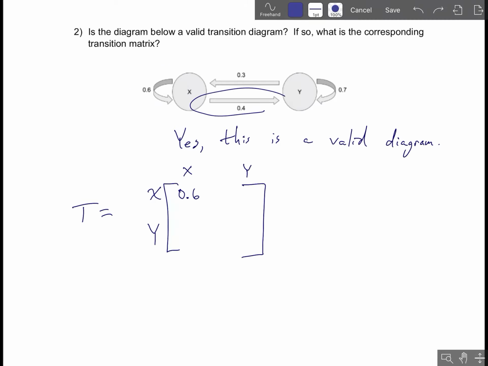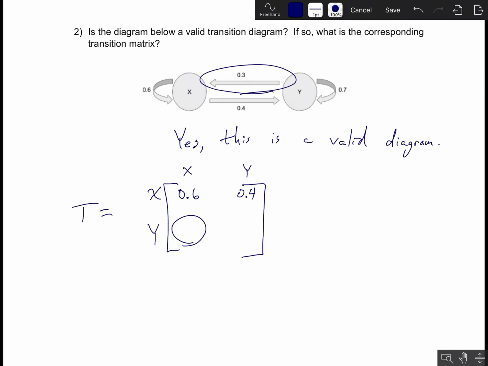And similarly, we know that we have a 40% chance of going from X to Y, so that should go in the X row and the Y column. Because remember, this is the probability of transitioning from this state to this state. So I would look at the arrow that goes from X to Y for that information. Similarly, if I look at the Y row, be a little bit careful. This entry is the transition from Y to X. So we would look at the arrow that corresponds to transitioning from Y to X. That has a 30% weight. So this would be a 0.3.